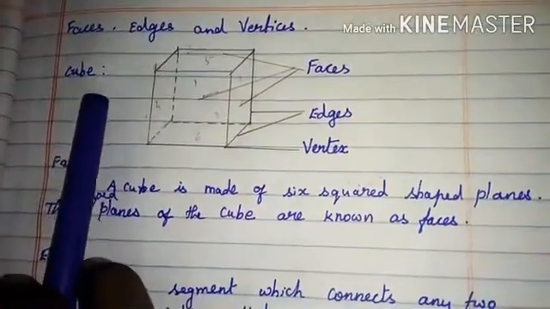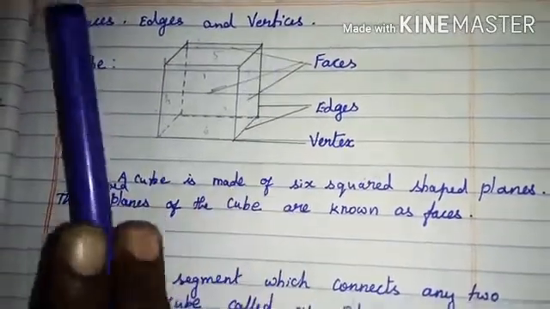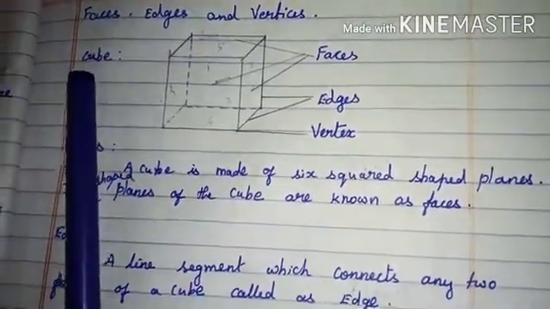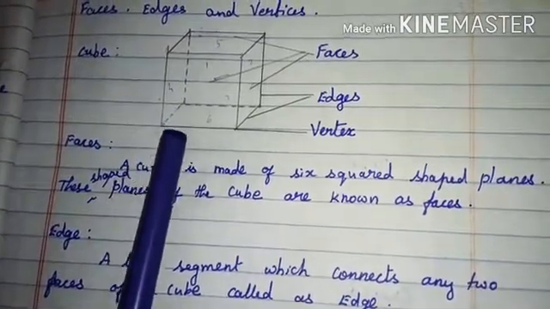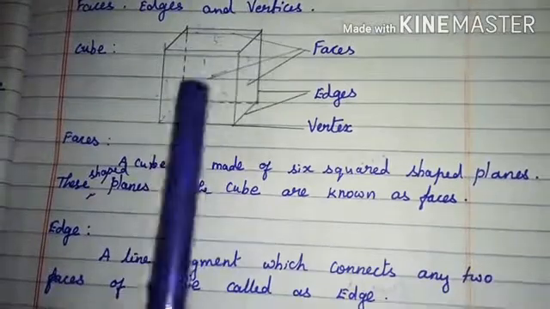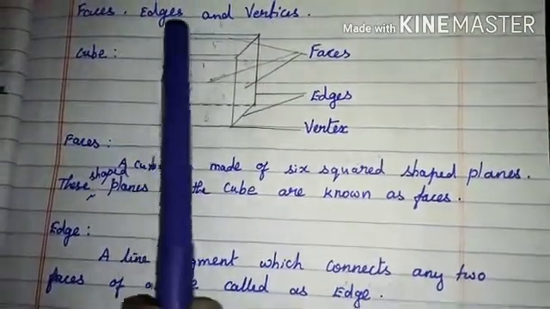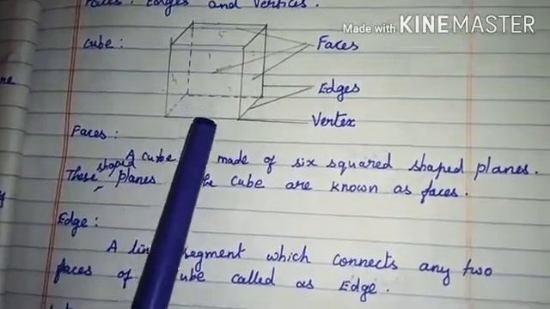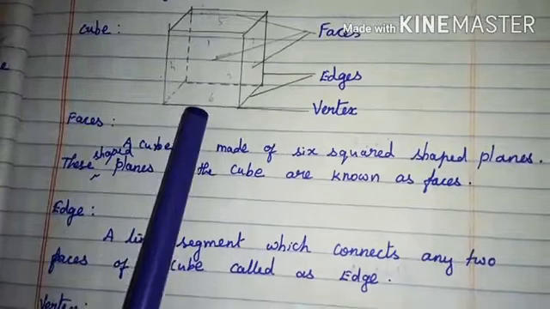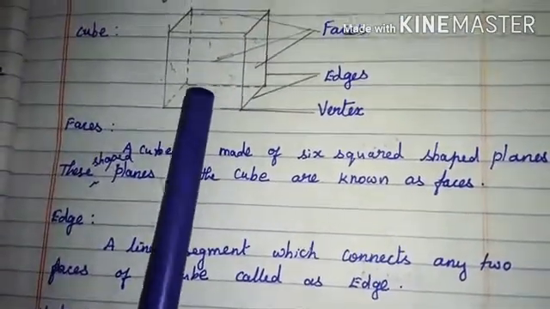The next one is faces, edges and vertices. For finding the faces of a 3D shape, let's take a cube. The cube has 6 square plane figures, that is 1, 2, 3, 4, 5 and 6. These planes are called the faces of the cube. The cube has 6 faces.